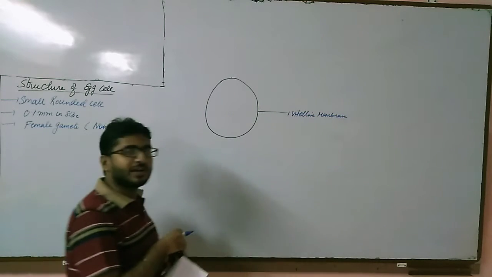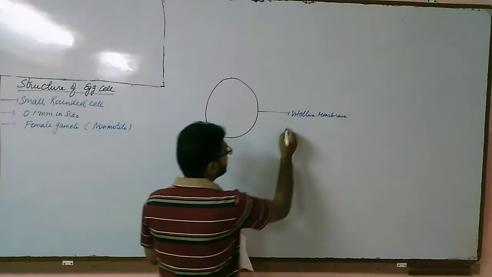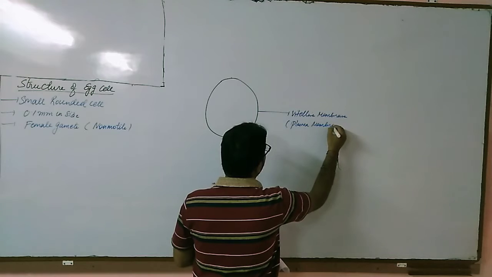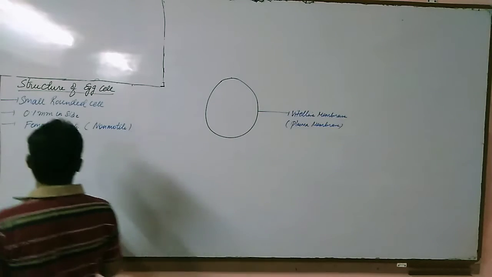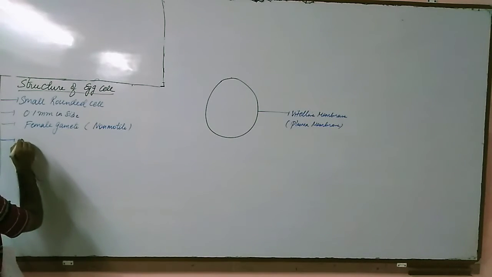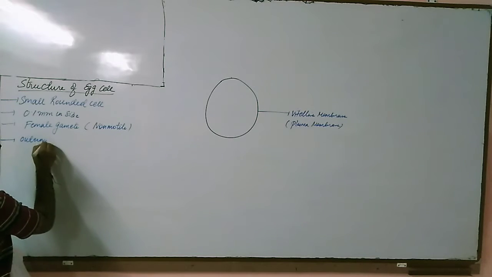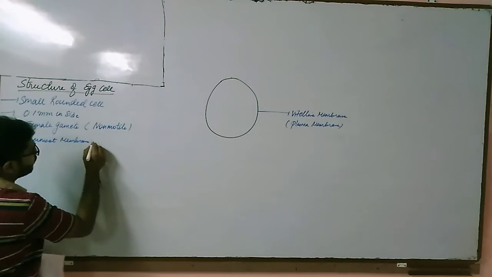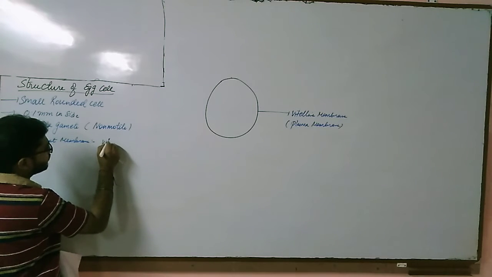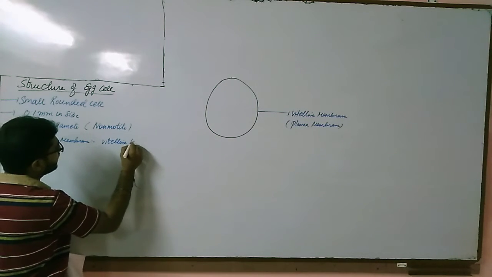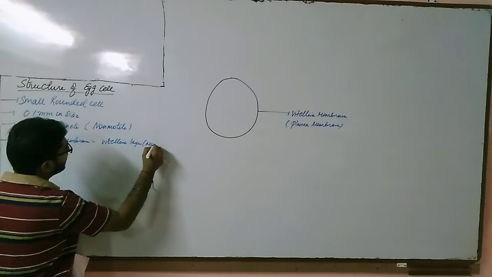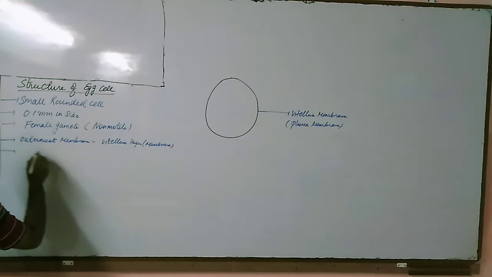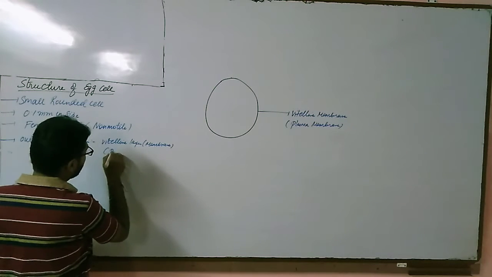And what is the meaning of vitelline membrane? Vitelline membrane is basically the plasma membrane of the egg cell. So it is a female gamete which is non-motile. Outermost membrane or layer is known as vitelline layer or vitelline membrane, and we know vitelline membrane is basically a plasma membrane.